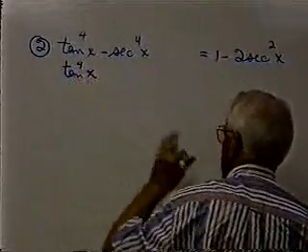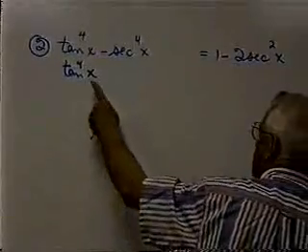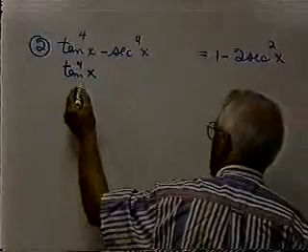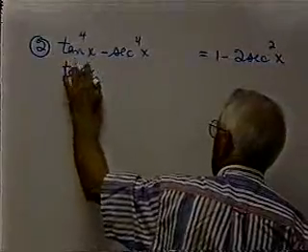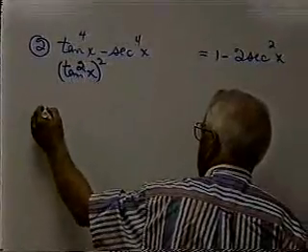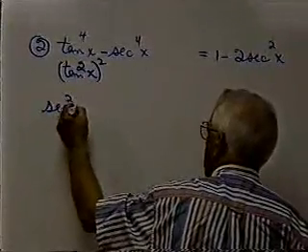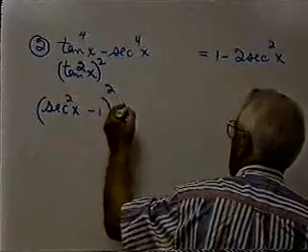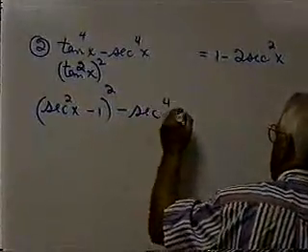And you need to know this, like in Calculus 2, a lot of times you deal with things where tangent to the 4th or sine to the 4th is tangent squared squared. So tangent to the 4th is tangent squared squared. So that means that's secant squared minus 1 squared minus secant to the 4th.